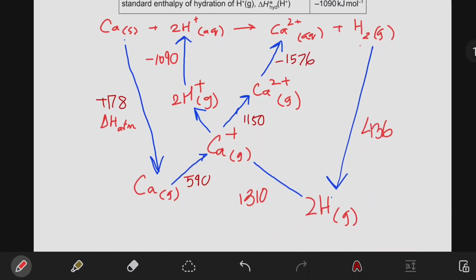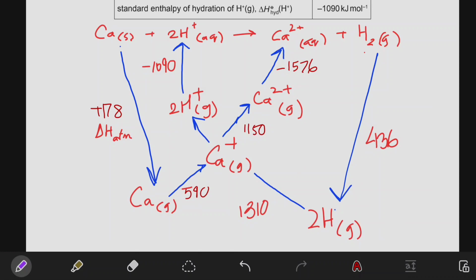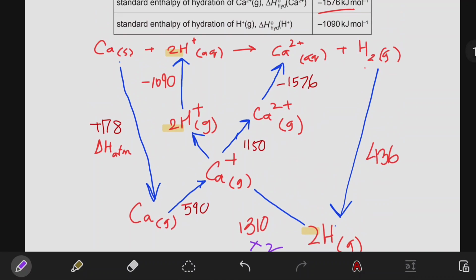Now we need to take notice of one more thing. If you see that there is a 2 here, a 2 here, a 2 here, right? So what you need to do is multiply this by 2, because you see that there are 2. Okay, so first ionization energy for 2 hydrogen atoms, so you multiply this by 2, and you multiply this by 2 as well. Okay, now this is done.